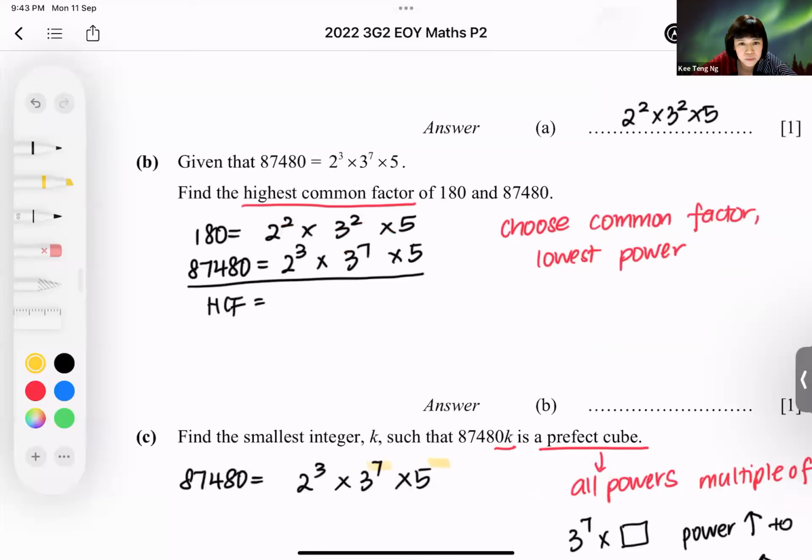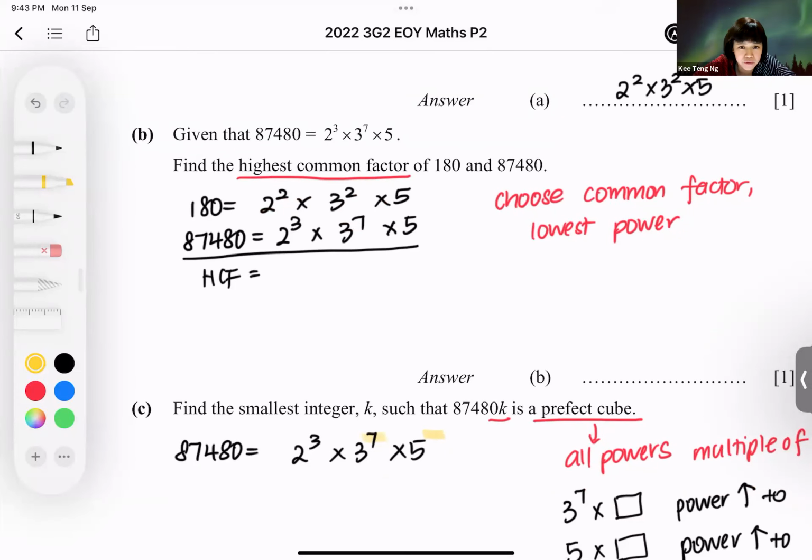Okay, next one, part B, given that this number 87480 is expressed as its factors in this way. Now they want to find the highest common factor. Now when we find the highest common factor for 180, so I'm going to write down all the factors for 180. I write down all the factors already over here. Okay, and then write down all the factors for 87480 also. Now, when we find the highest common factor, what do we do? We choose the factors that are common only.